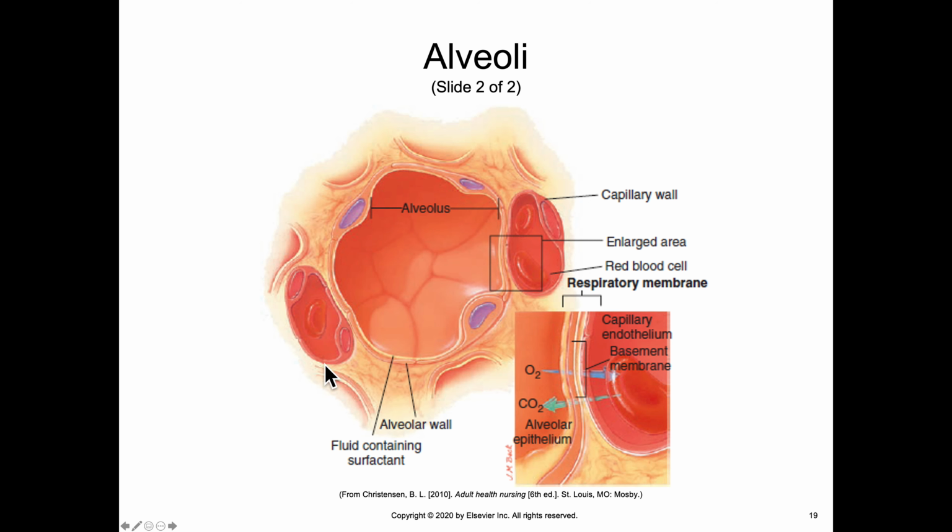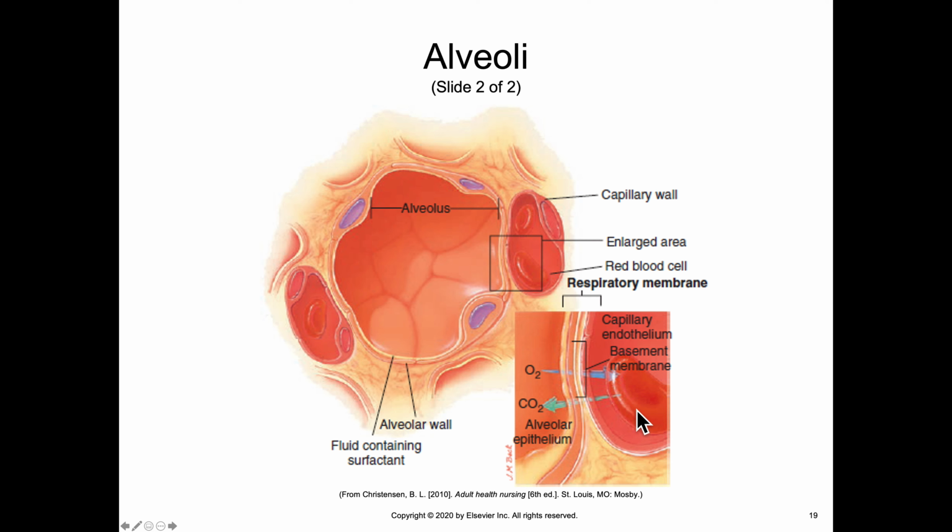Here is just an example of one. So you have this capillary wall, you have a red blood cell, and right here is the respiratory membrane. So you have oxygen going in, carbon dioxide coming out. This is your alveoli. This is your capillary. This red blood cell was full of carbon dioxide from the body. The body's been working, it produces carbon dioxide and that has to go out.